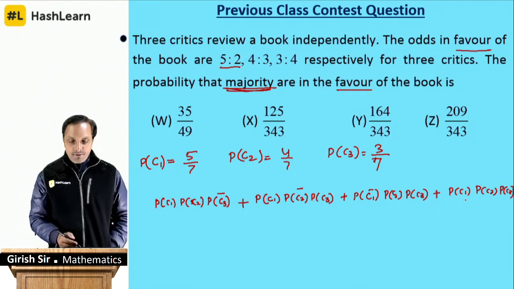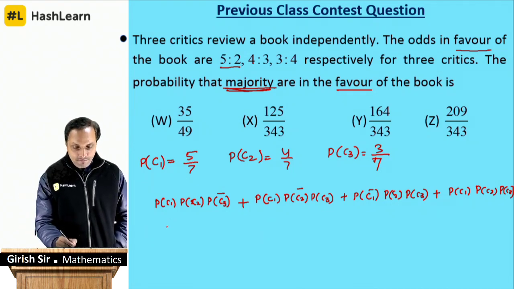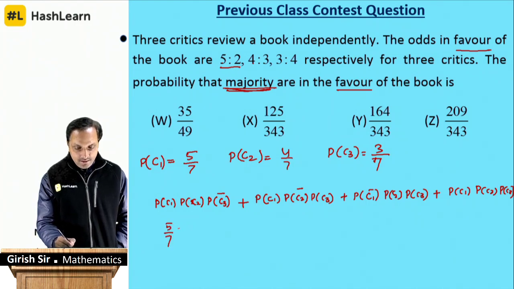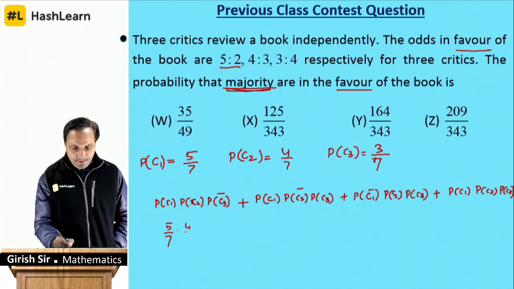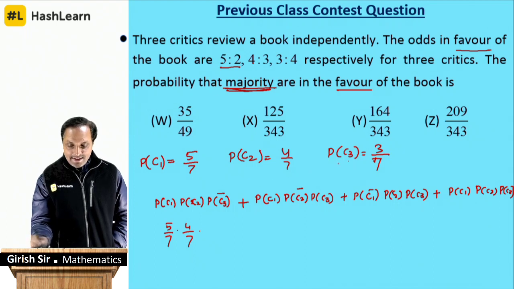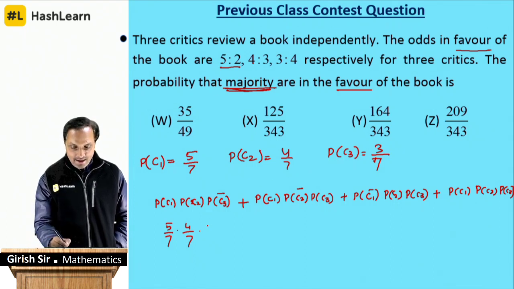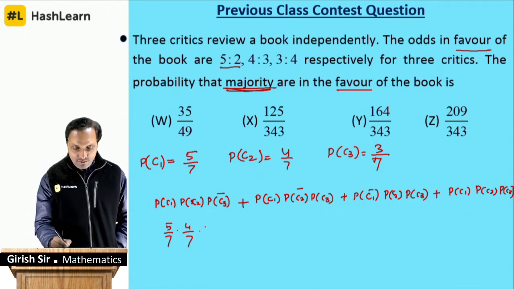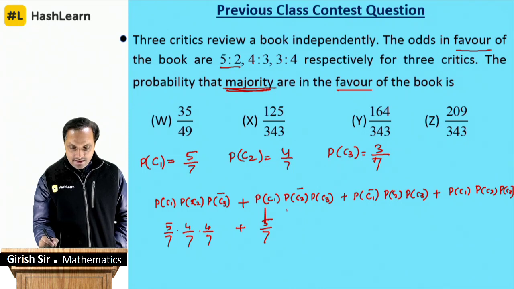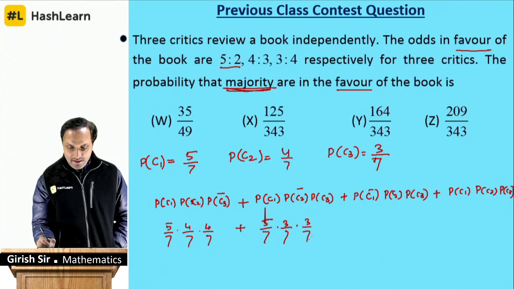So what do you need to do now? C1 is 5 by 7, C2 is 4 by 7, C3 is the opposite: 3 by 7 minus 1 is 4 by 7. C1 is 5 by 7, C2 is 4 by 7, and the opposite of that will give you 3 by 7, and this is 3 by 7.